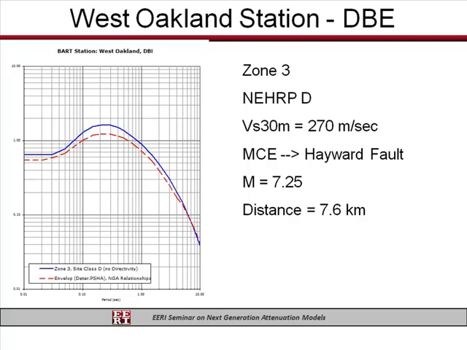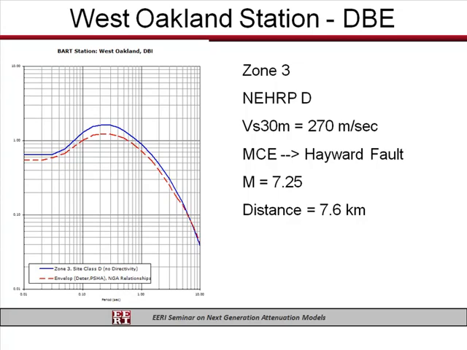Now if we move to Zone 3, which is the zone that starts in the East Bay at West Oakland and goes across to the sites in downtown San Francisco, again, we have a similar site condition. We have a VS30 of about 270 meters per second. The controlling earthquake for this site is again the Hayward Fault, but we're at a little bit further distance away, so we're at 7.6 kilometers.